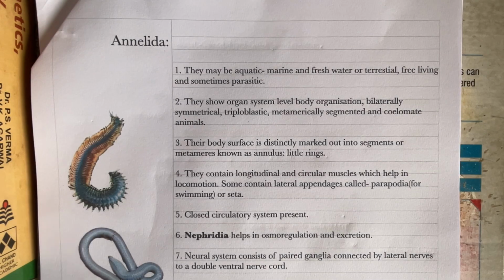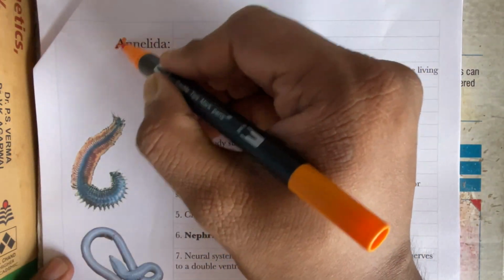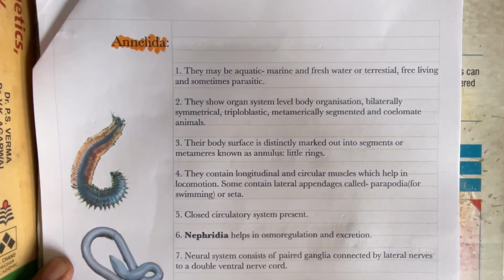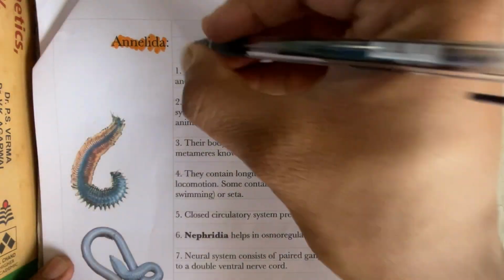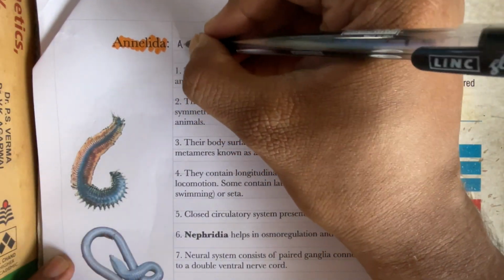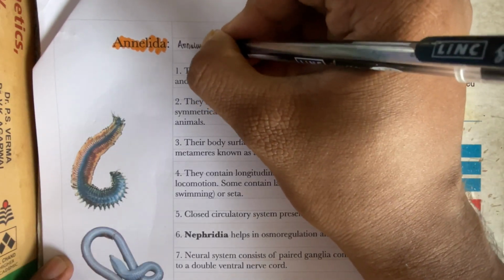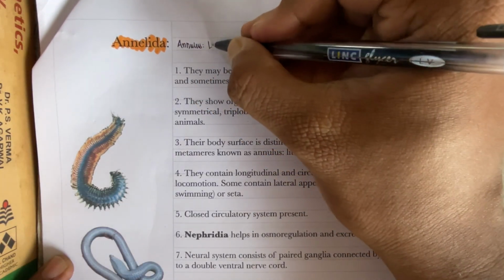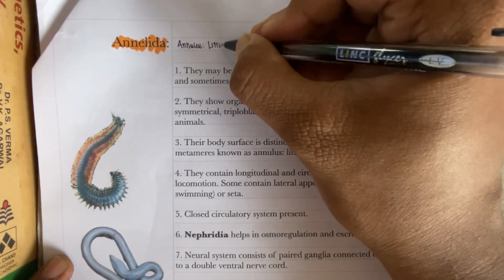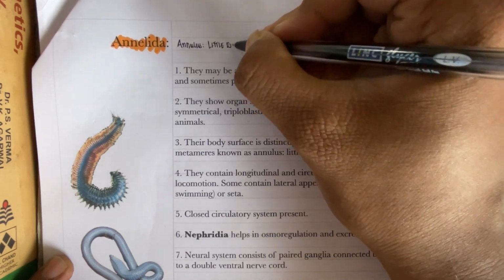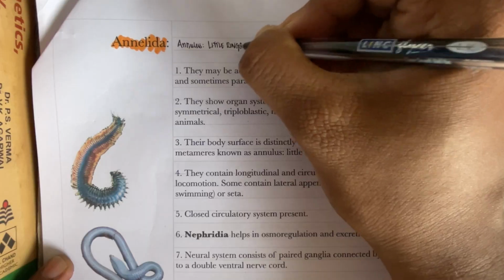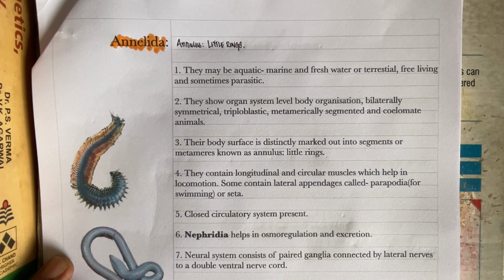The next phylum that we have is Annelida. In this word Annelida, we can see a term called annulus, which means little rings. When we see these organisms, we will see that they have little ring-like structures in their body, and how it is present we will see in a few moments.